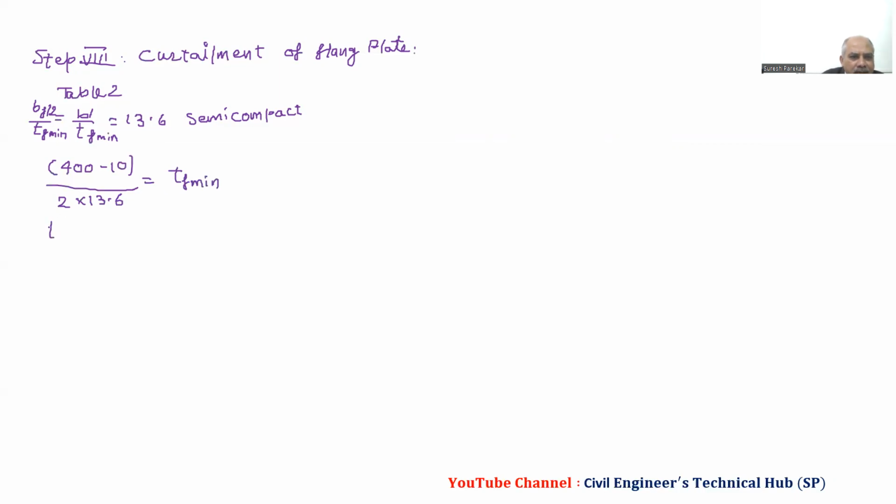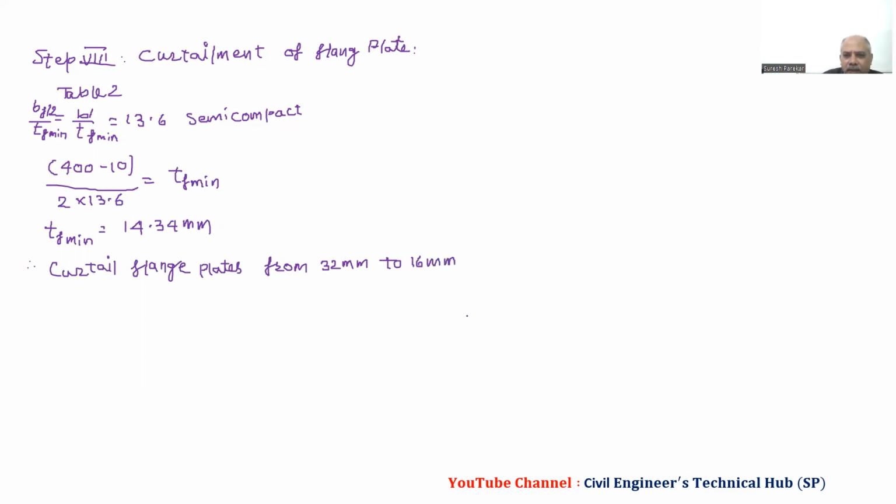And if you calculate this, then we have tf minimum below which we cannot go. That is 14.34 millimeter. And therefore, we will curtail flange plates on both sides from 32 millimeter to 16 millimeters.